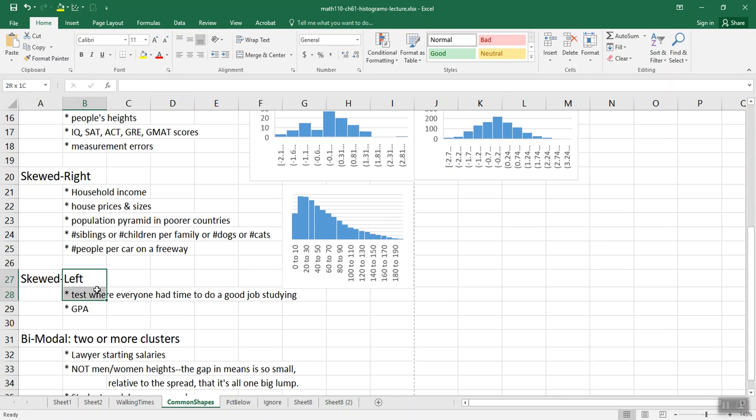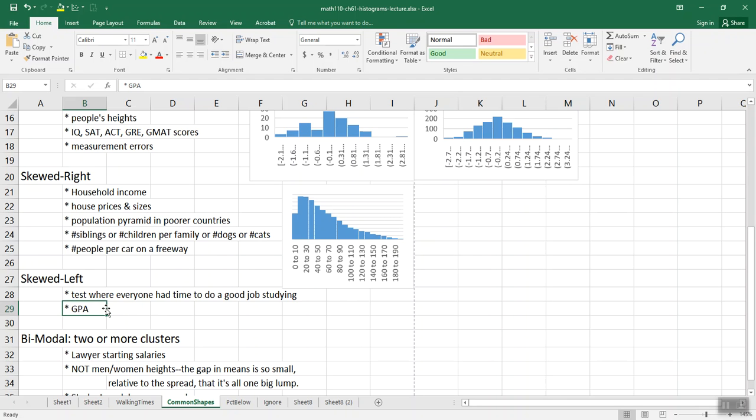Skewed left is much more rare. GPAs tend to be skewed left because there's a lot of people between 3 and 4. There's a fair number of people between 2 and 3, but they start doubting your academic progress if you stay below 2 for too long, and so there's a strong discouragement of people in the lower end of the tail.